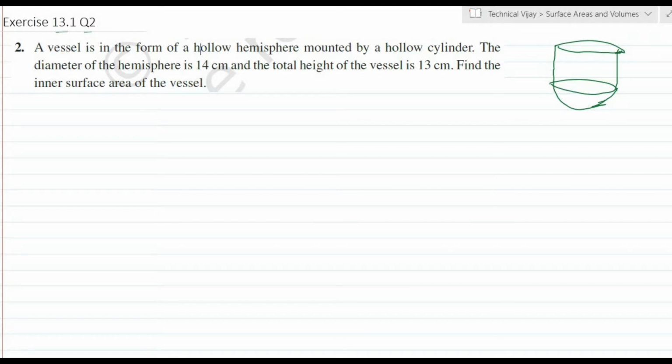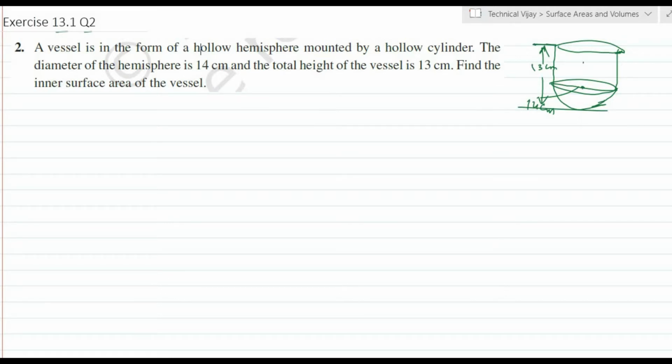Like this. The diameter of the hemisphere is 14 centimeter. So here this is the hemisphere, so the diameter is equal to 14 centimeter, and the total height of the vessel is equal to 13 centimeter. So from this to this, the total height will be 13 centimeter. He has not given it separately for this and this.